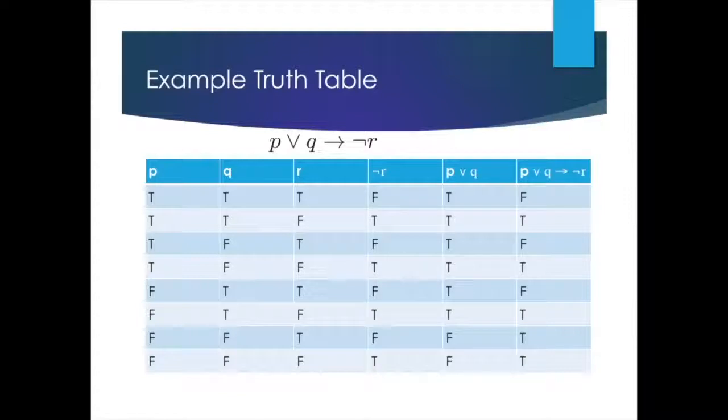False is the hypothesis, and not R is the conclusion, and P or Q is the theory, okay? So a false theory leads us to a true implication. So this is the true, and we have now a true result coming from a false theory, which is true.